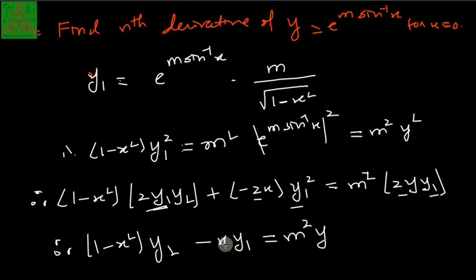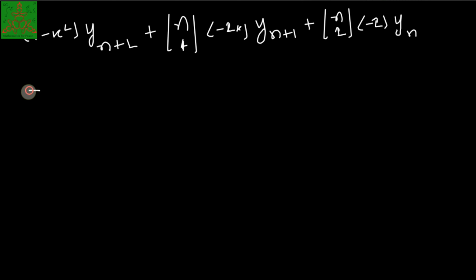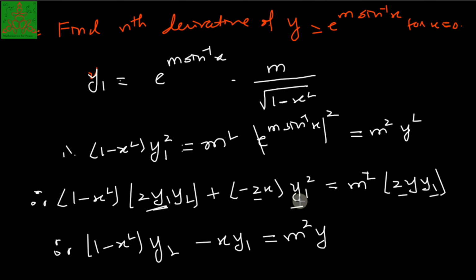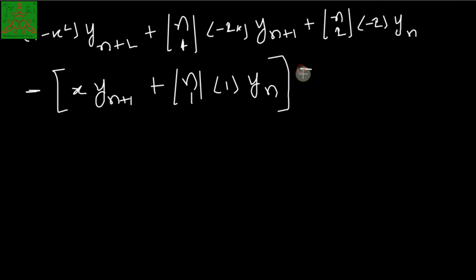Now for the second term, it is minus x into y1. So x as it is, the nth derivative of y1 is y(n+1), plus nC1 times the first derivative of x, which is 1, with one less derivative of this one, which is yn. The next derivative will become 0, so we will not write that. On the other side, m square is a constant quantity, the derivative of y is yn, so it is m square yn.